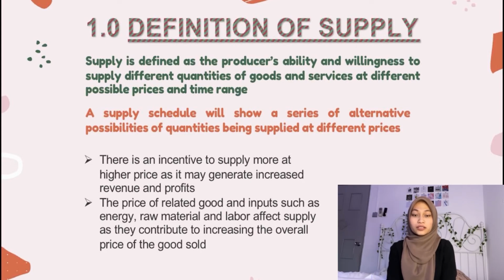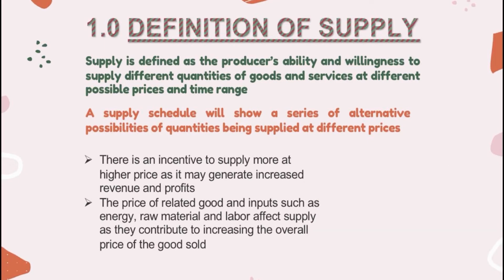The first one is, there is an incentive to supply more at higher price as it may generate increased revenue and profits. Second one, the price of related goods and inputs such as energy, raw material, and labor affect supply as they contribute to increasing the overall price of the good sold.